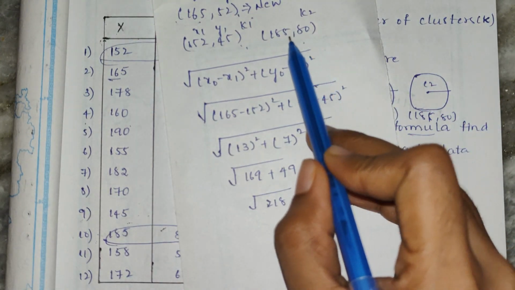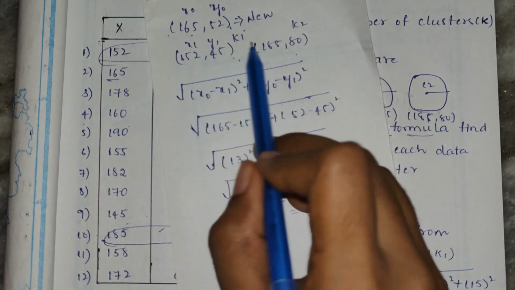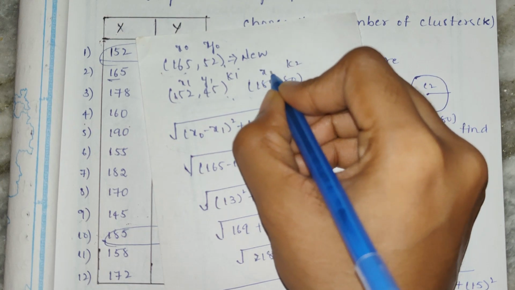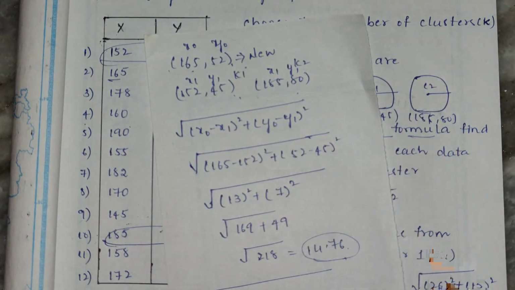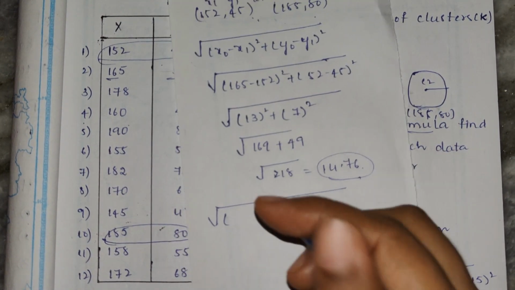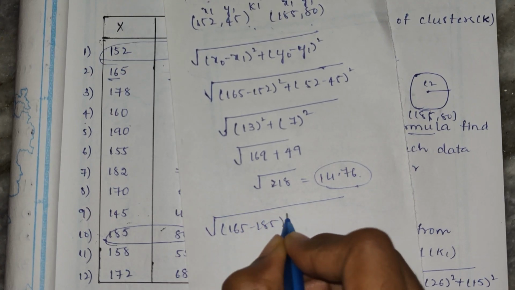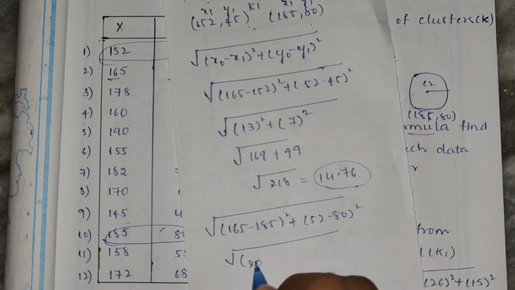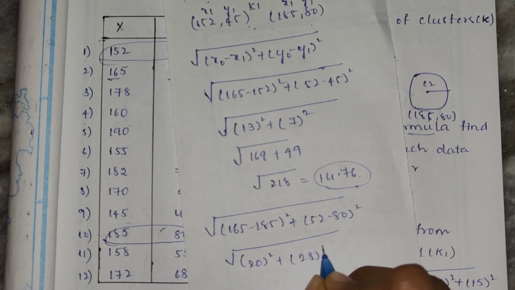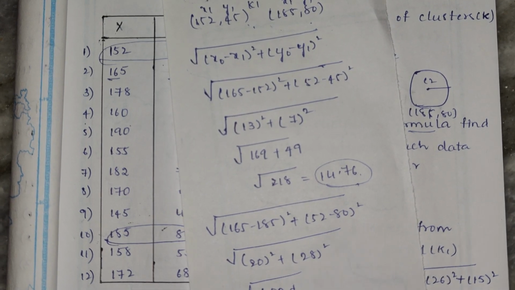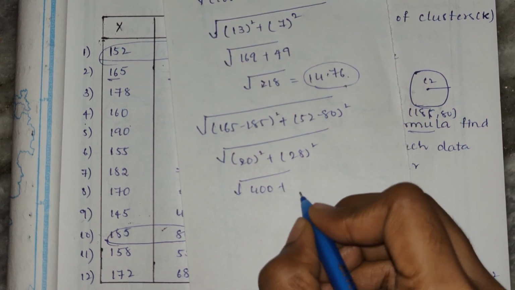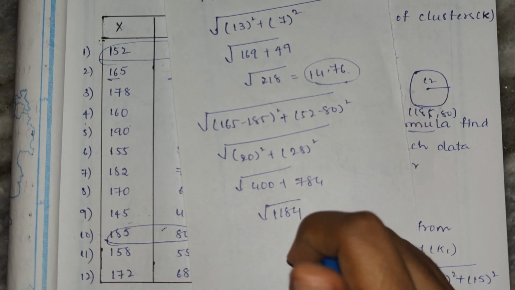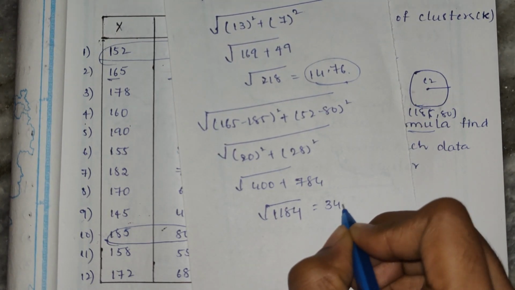And now we should calculate the distance between cluster 2 and the new data point. Okay, similarly we will be taking this as x1 and this as y1. Okay, substituting them: 165 minus 185 whole square plus 52 minus 80 whole square, and this gives 400 plus 784, and we will be getting 1184. Root of 1184 is 34.4.